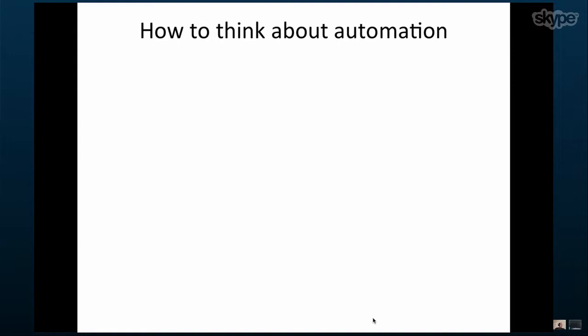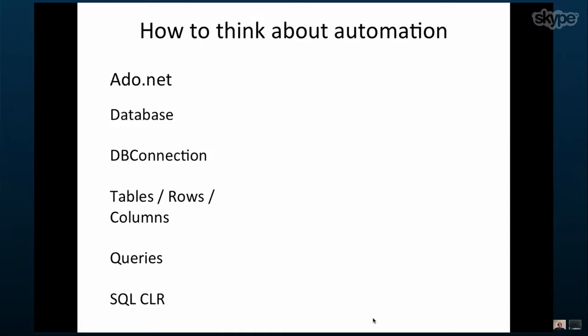So I'll give you a quick overview of how to think about automation, because it can be a new concept to people if you haven't ever messed with it, and there is a learning curve to it. So it's very similar to doing data access. In .NET land, you would use ADO.NET. So the databases where you ultimately want to talk to, you're going to use DB connections and SQL readers and stuff. For that, you want to get at the tables, the rows, and the columns, and you use queries to do that.